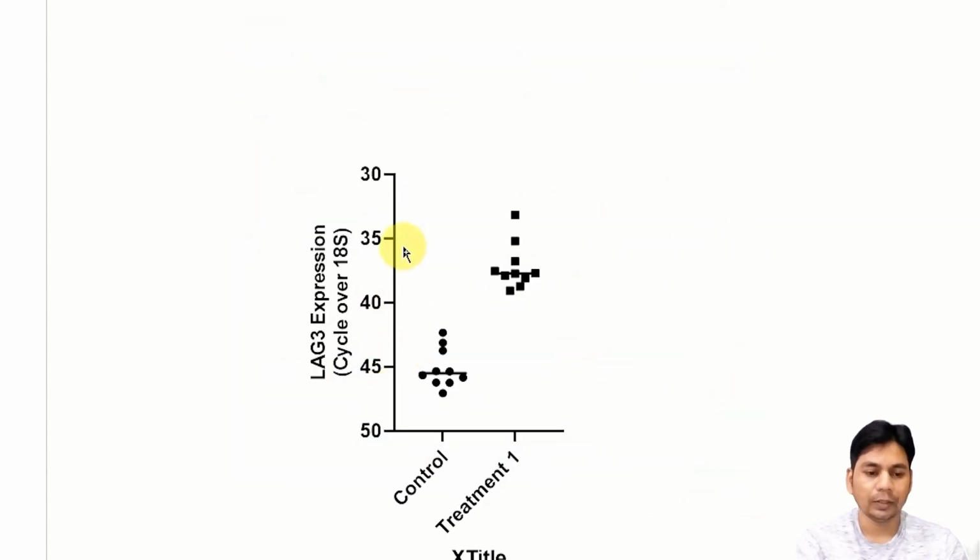You can see the y-axis is reversed and the data shows that the gene expression of LAG3 is high in the case of the treatment group. So you can see data analysis of real-time gene expression in the form of cycle over 18S or in the form of delta CT value is very easy.